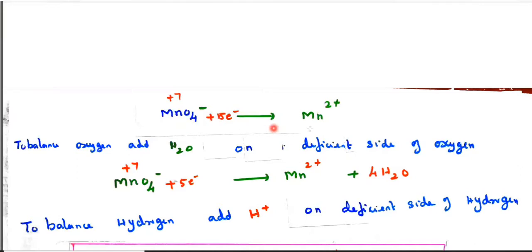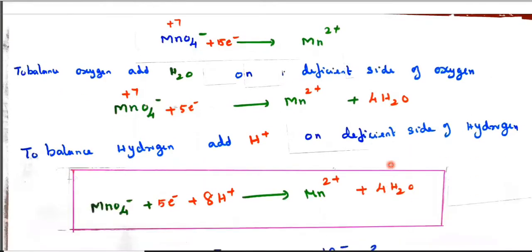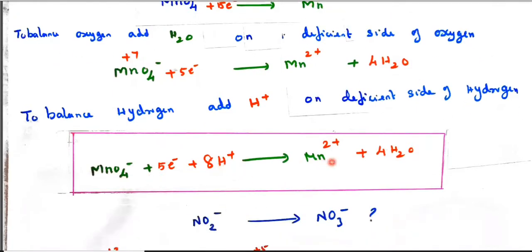Next we should balance the oxygen. This side has 4 oxygen, the other side has no oxygen. So we write H2O to balance the oxygen: add H2O on the deficient side of oxygen. Here there are 4 oxygen, so write 4 H2O. Next, to balance the hydrogen, because there is no hydrogen on this side, it is unbalanced. So 4 into 2 is 8. That much H plus ion is to be added on the deficient side of hydrogen, which is the second rule. So MnO4 minus plus 5 electrons plus 8 H plus, written on the deficient side of hydrogen. Now it is balanced.